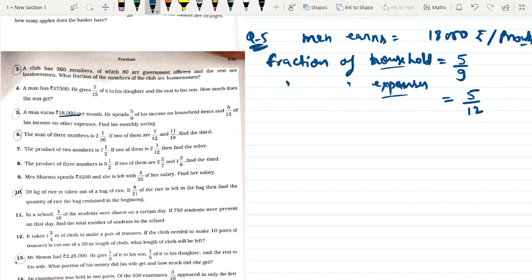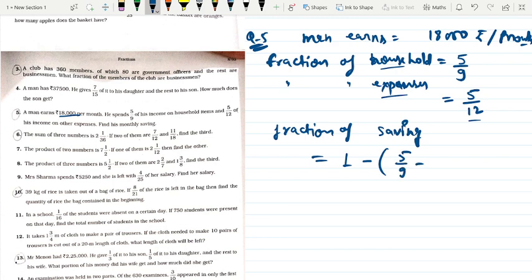So dear student, if the fraction of the household is this one and the expenses 5/12, we need to find out how much saving he is having. So first of all we need to find the fraction of saving. How can we find it? Simply, let's suppose he is earning 1. Out of 1, 5/9 for household, 5/12 for expenses, and the rest will be the saving. So we need to just subtract from the 1.